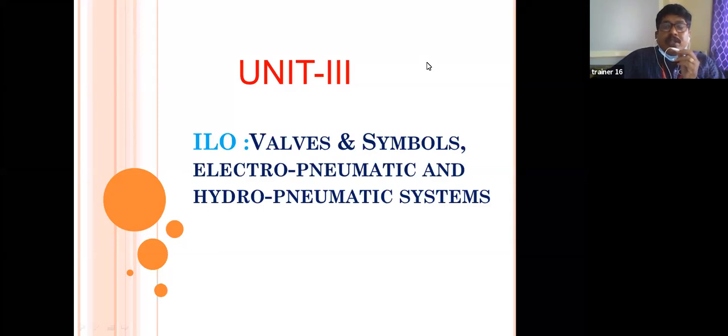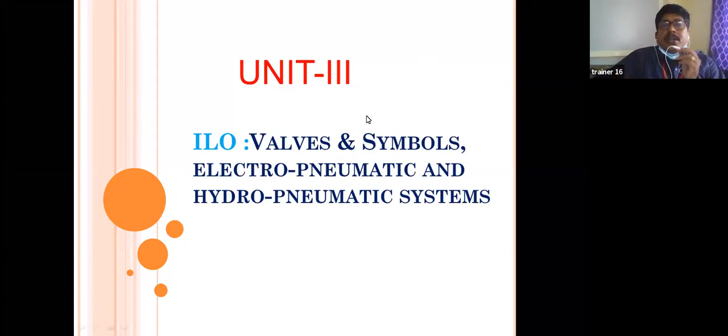or spool valve. See here, these two ports are there. When the air enters, the spool of the valve moves. Here, another three ports are there in that directional control valve. One port is open to the fresh air, another port is open to the vent to the atmosphere, and another port we have to connect to the system.